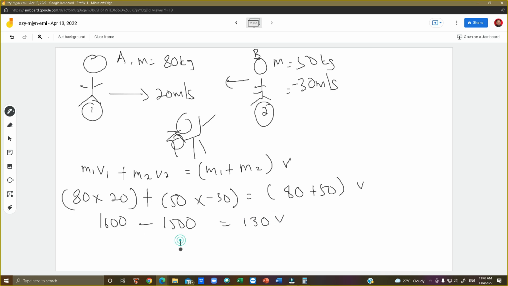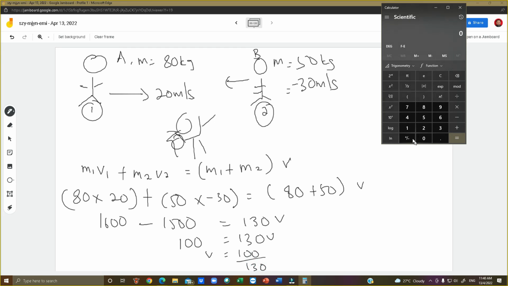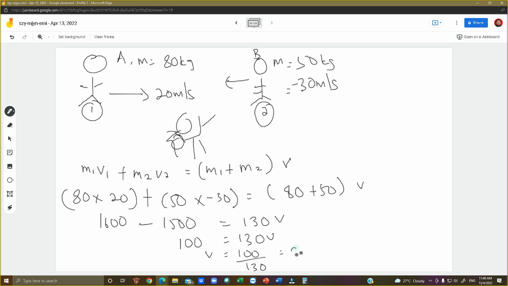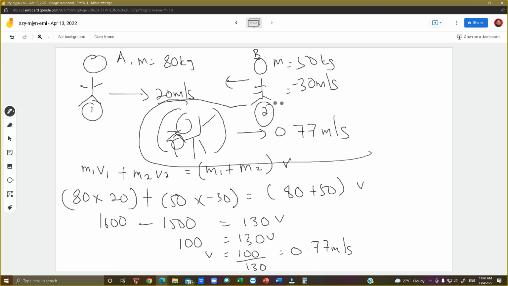So 1600 minus 1500, we have 100, sama dengan 130 V. So V will be 100 bagi 130. How much? 0.77 dapat. 0.77 meter per second. Meaning that after collision ni, both of these new complex will actually move in the direction of number 1 at a speed of 0.77 meter per second, because this new complex will conserve the same value as before.